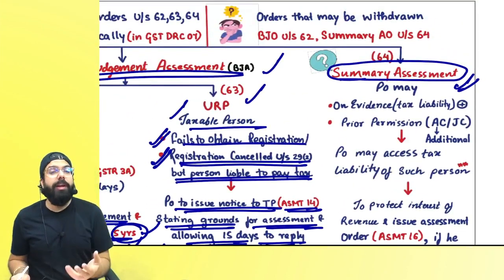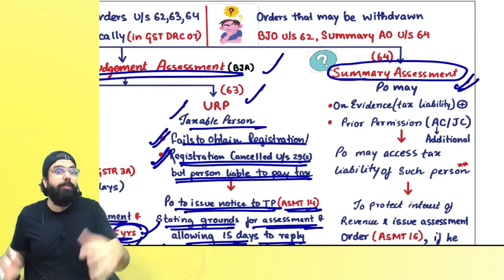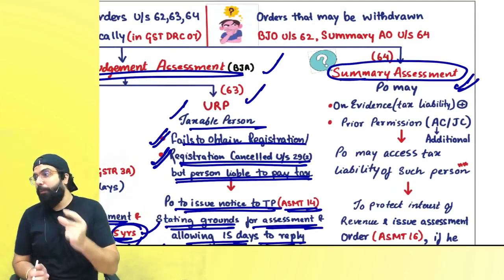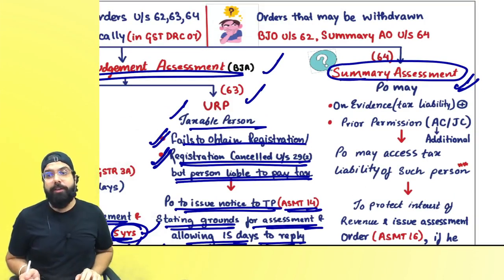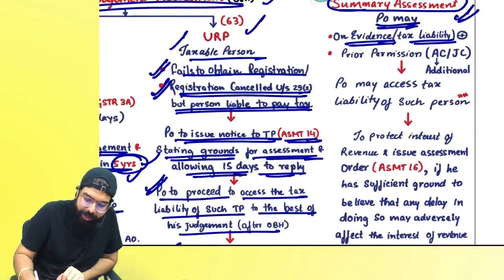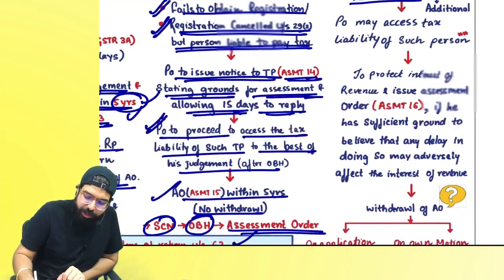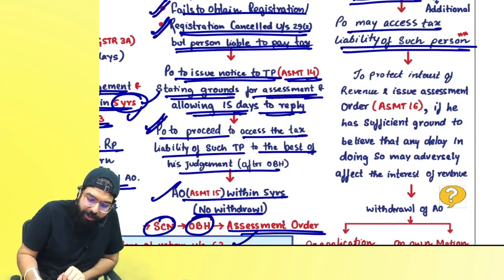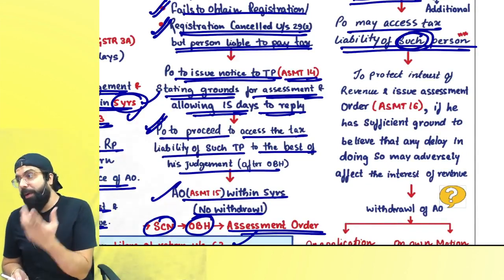Supposing a transporter is taking the goods and going, and the officer catches him. Now the transporter says, I don't know whose goods these are. Then the officer will say, I will assume it's your goods, and he will pass the assessment order. Everyone, over here, the proper officer, on evidence that there is a tax liability, plus prior permission of the additional commissioner or joint commissioner, can go ahead and assess the tax liability of such person. Such person means might be the transporter, owner, operator of warehouse, etc.